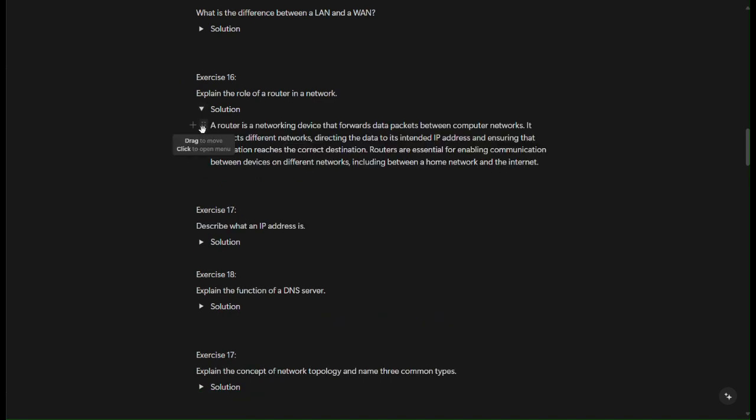Let's see the solution. A router is a networking device that forwards data packets between computer networks. It connects different networks, directing the data to its intended IP address and ensuring that information reaches the correct destination. The router is essential for enabling communication between devices on different networks, including between a home network and the internet. This is the role of a router.